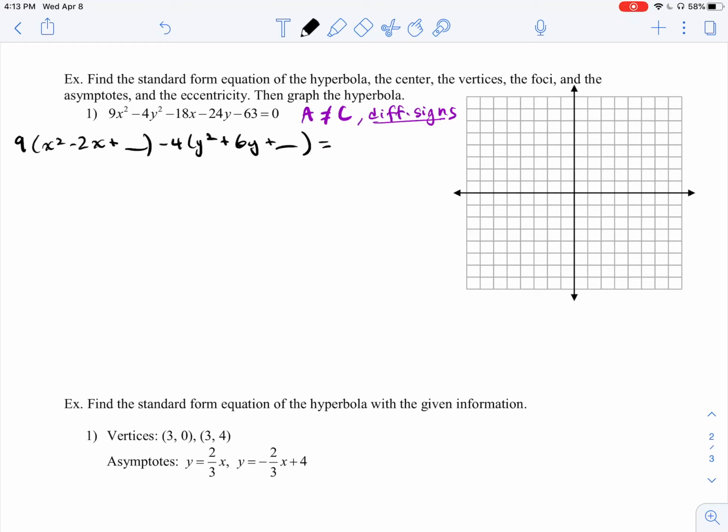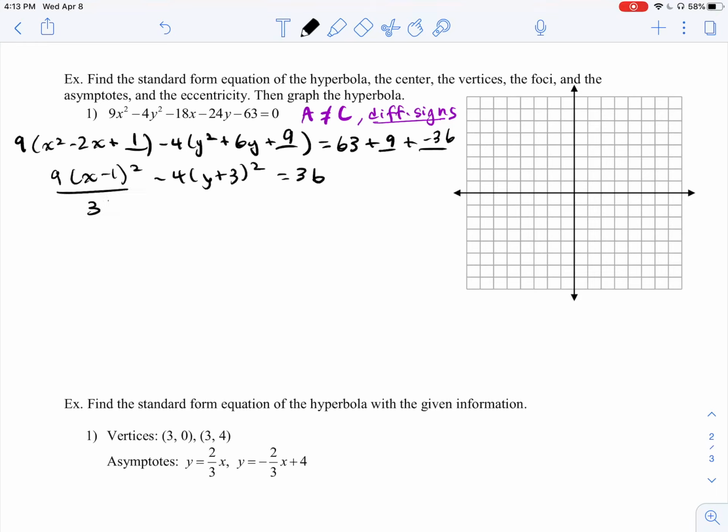And we've got the constant, which I'm just going to add to the other side and leave some space for the values that we're going to add. So let's complete the square. Inside the first polynomial, we're going to go ahead and add 1. That means we're actually adding 9 to this side. And in the second polynomial, I'm going to add 9, which actually means we're subtracting 36 from both sides. So we've got to be really careful with those signs there. And let's clean that up. We've got 9 times (x minus 1) squared minus 4 times (y plus 3) squared is equal to, with some quick arithmetic, 36.